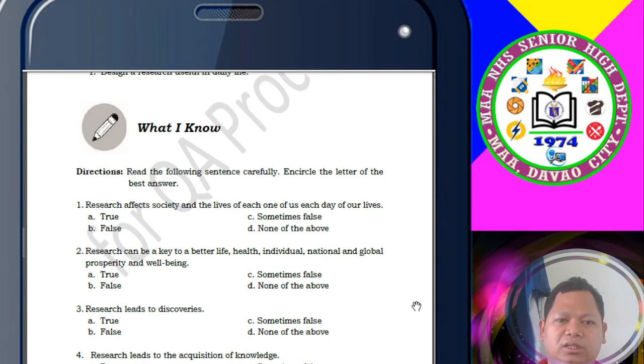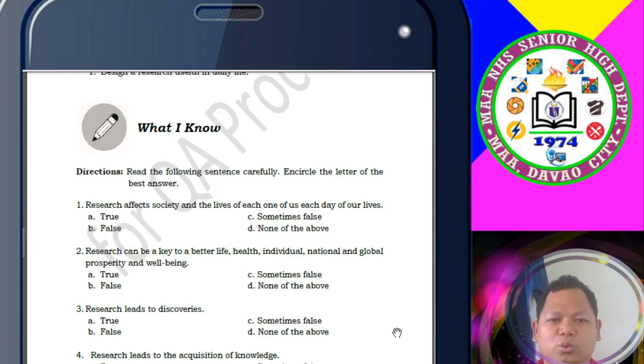Number 1. Research affects society and the lives of each one of us each day of our lives. A. True. B. False. C. Sometimes false. D. None of the above. Again, research affects society and the lives of each one of us each day of our life. Correct answer is A, True.